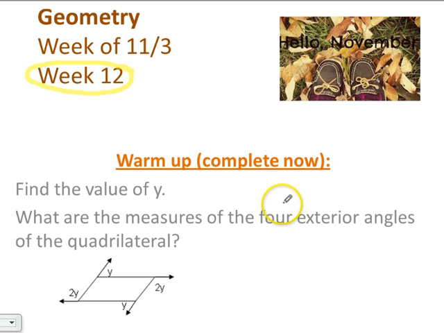This warm-up problem takes us back to review what we did last week, where we were learning about polygons, and this particular warm-up is focusing on the exterior angles of polygons. So what you're going to do is look at this figure below, and first find the value of y, and then once you find the value of y, find all the measures of each of the exterior angles of the quadrilateral. So go ahead and click pause now so that you can work through this on your own, and when you're ready to check your work with mine, go ahead and click play.